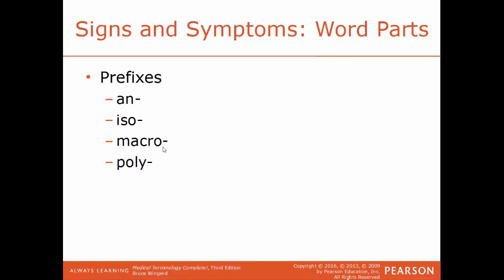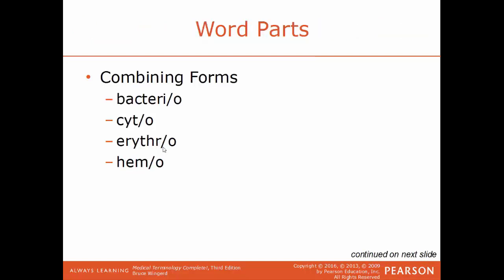The first group we'll talk about are the prefixes. The first one, an, means without or lacking. So anaerobic would be without oxygen. The iso means equal. Macro means large. This would be the opposite of micro. And poly means many.